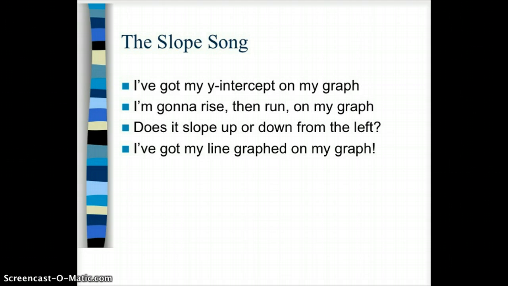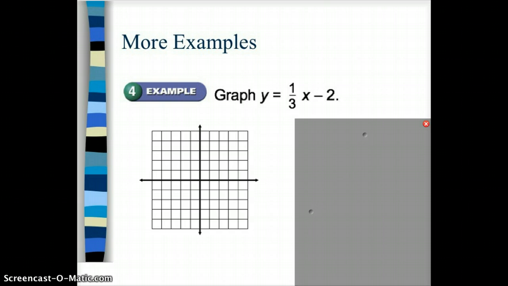Okay, so try to memorize that a little. We'll sing it in class a few times, but let's look at how to use that to graph an equation. So if I'm trying to graph y equals 1/3 x minus 2, it's really good if you can pick out that your slope is 1/3 and your y-intercept is negative 2. So I'm going to think about the slope song and graph it. I've got my y-intercept on my graph. I'm always going to start there at the y-intercept, and that's b equals negative 2.